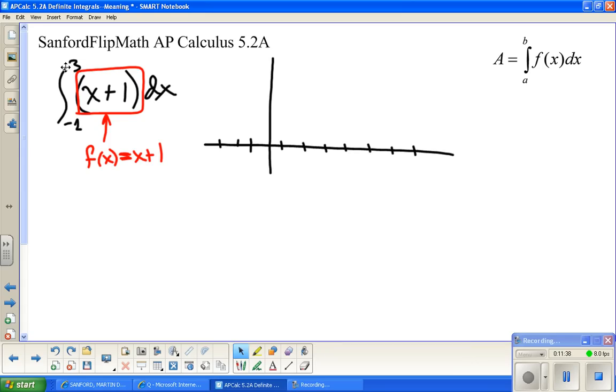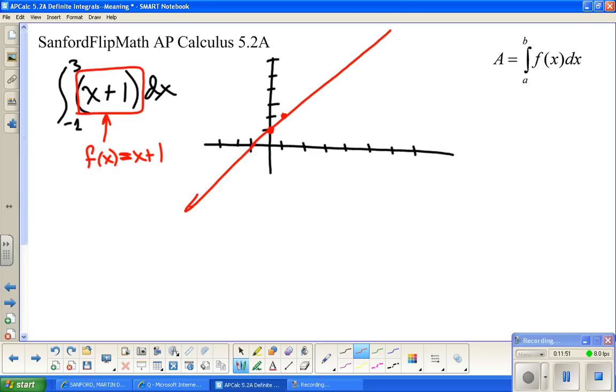So from, let's do 1, 2, something like that. It has a y-intercept of 1, it's got a slope of 1, and it's going to look something like this. And we want the area from -1 all the way to 3. So this is the area that we're actually interested in.